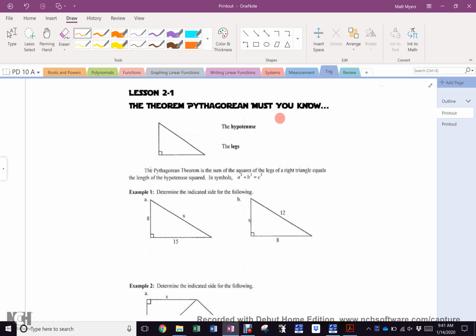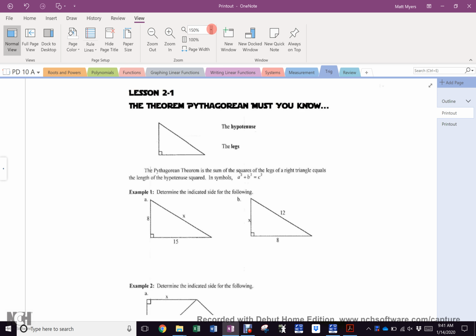Where is the hypotenuse? Across from the 90-degree angle. Every kid says it's the longest side. No. A hypotenuse only exists in a 90-degree triangle, and it is always across from the 90-degree. That is the hypotenuse.